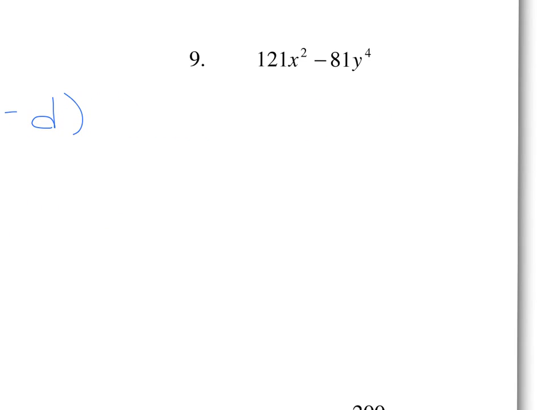Number 9. Is this a difference of squares? Well, 121x squared is a perfect square. This is 11x times 11x.